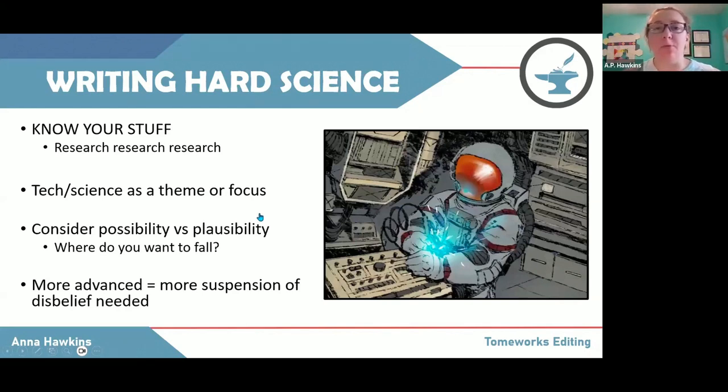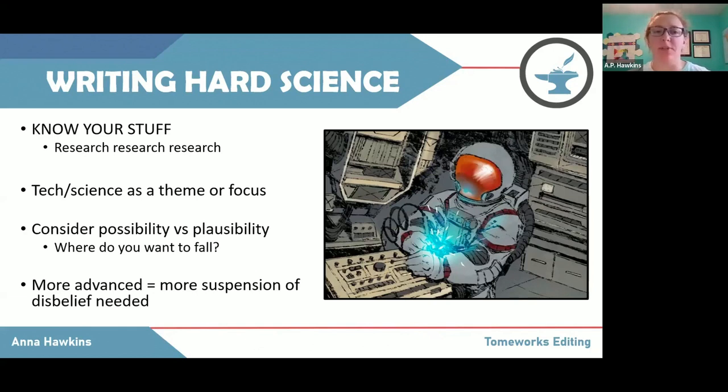So if you are writing hard science fiction, I mentioned you're going to have to do research. You need to know your stuff, because the readers of hard science fiction know their stuff, or at least they think they do. If you're marketing your books to a hard science fiction crowd, they are going to expect scientific accuracy, or at the very least, scientific plausibility from your work. So you're going to have to do research, and make sure that every technology that you're including is at the very least plausible, if not possible.